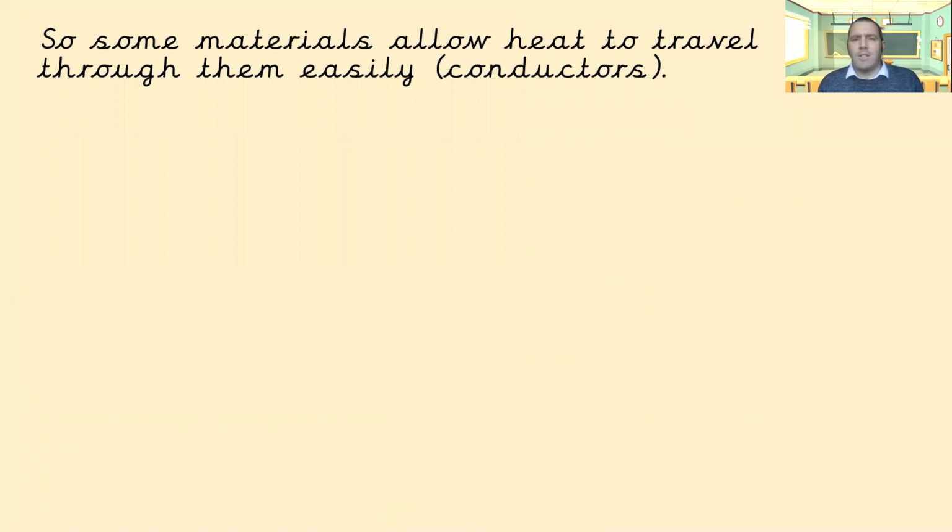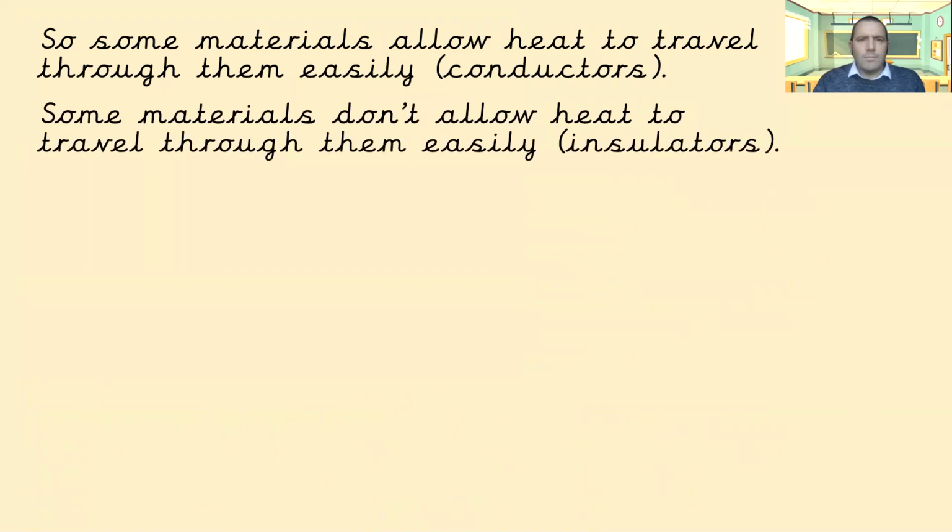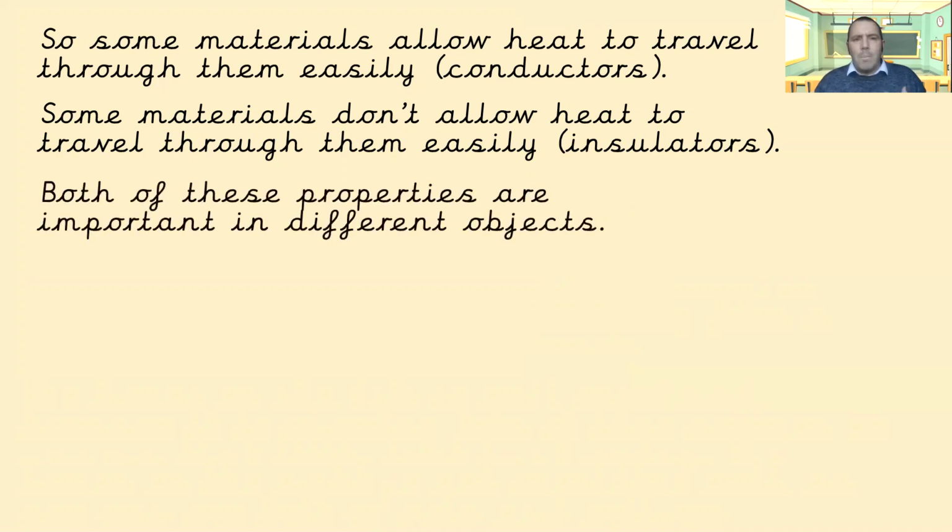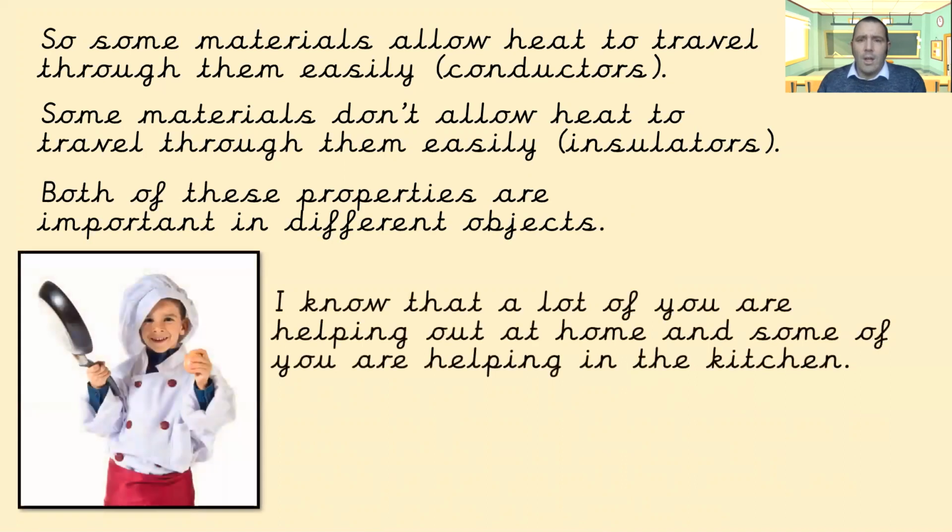So some materials are designed to allow heat to travel through them easily. These are called conductors. Some materials don't allow heat to travel through them easily. These are insulators. So we've talked about how insulation can be used for a coat to keep you warm, and insulation in a house to keep the house warm and keep everything nice and cozy and warm. So when we have cold winters like we're having at the moment, it's nice and warm and it's cozy and everyone wants to be indoors. So these are both important properties, but they're very important in different objects, depending on what your object is designed to do.